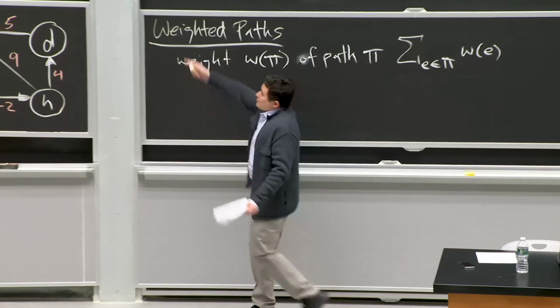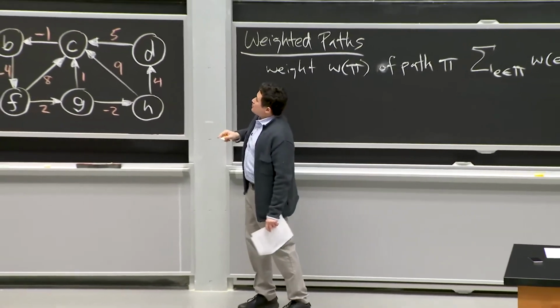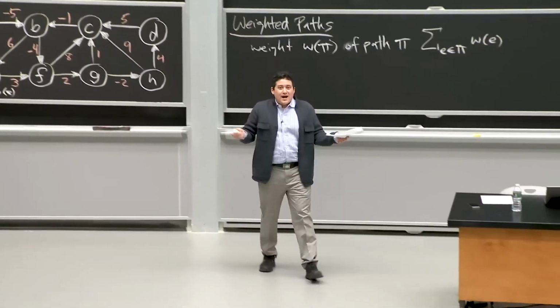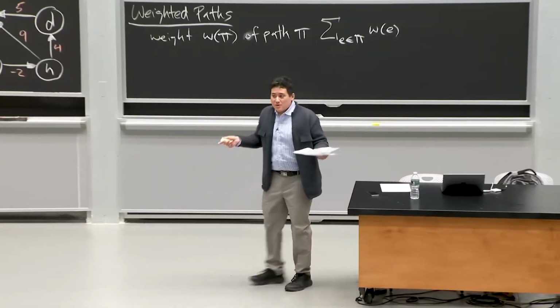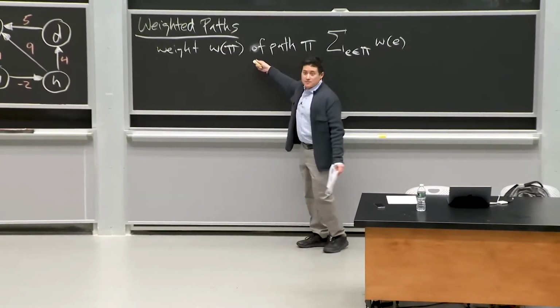So then what is the shortest path? Well, kind of obviously, among all paths between 2 vertices, it's going to be the one with the minimum weight, right?